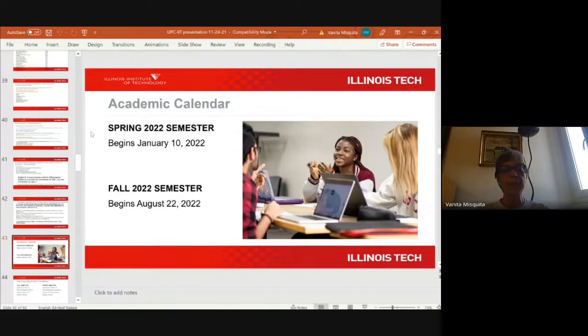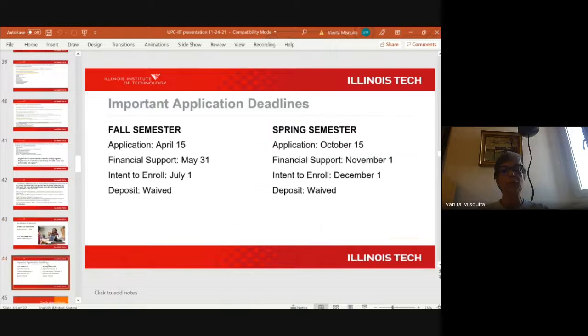Our academic calendar is similar to yours. We are just 1 month off. So our fall semester starts in August, you start in September. Our spring semester starts in January, and you start in February.